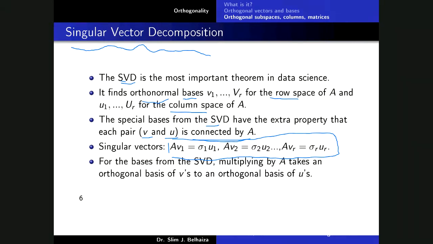So from the bases of the SVD, multiplying by A takes an orthogonal basis of v to an orthogonal basis of u. So when you multiply v by the matrix A, what happens? You shift to the other basis. You shift to the other subspace. So this is to give you a global idea about what is done.